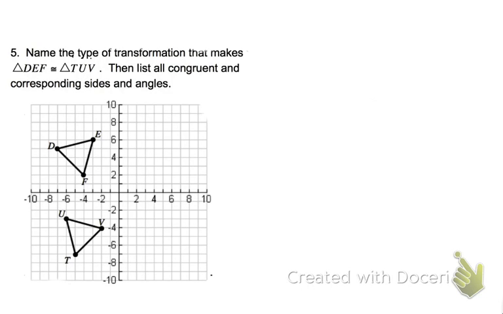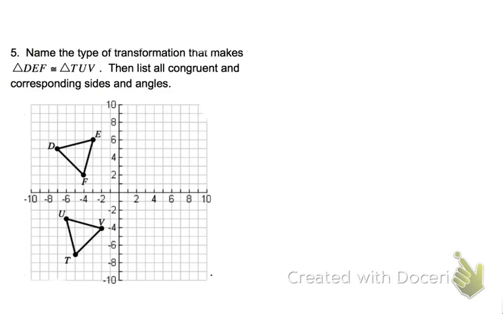This is number 5 on the Congruent Triangles review packet. It says, name the type of transformation that makes triangle DEF congruent to triangle TUV. Then list all congruent and corresponding sides and angles.